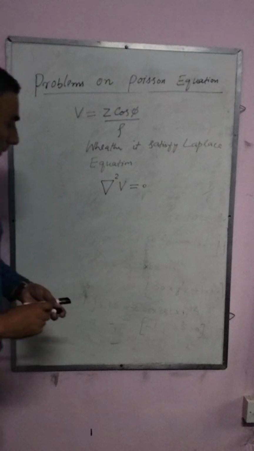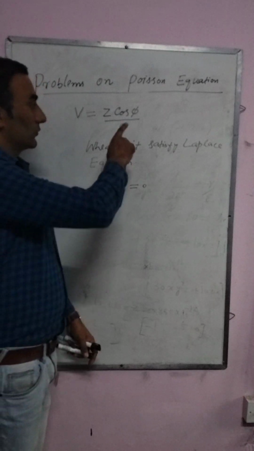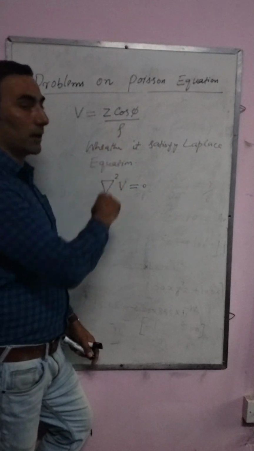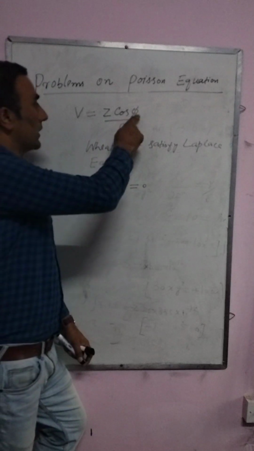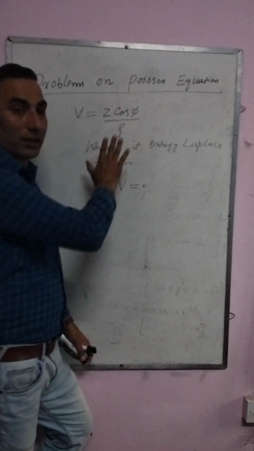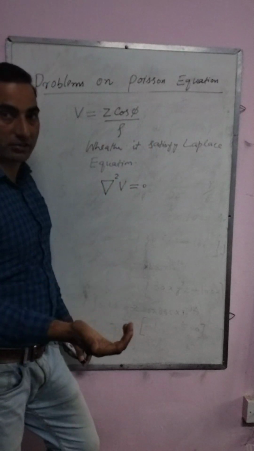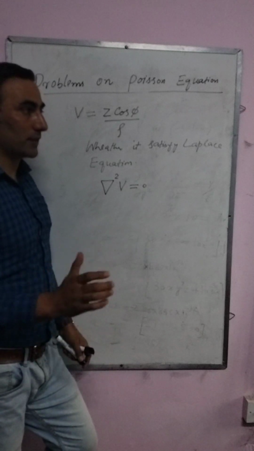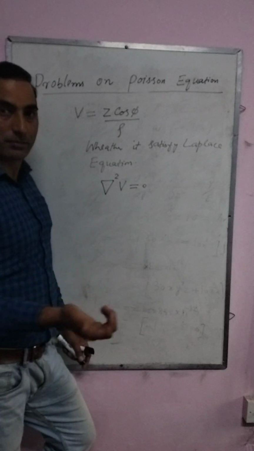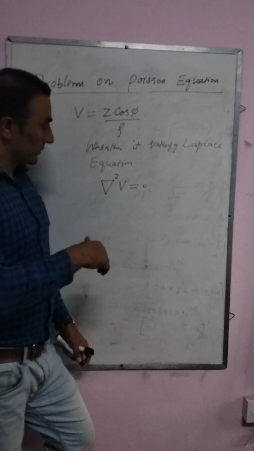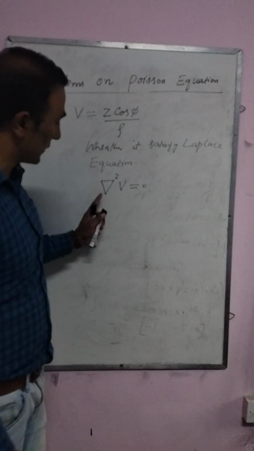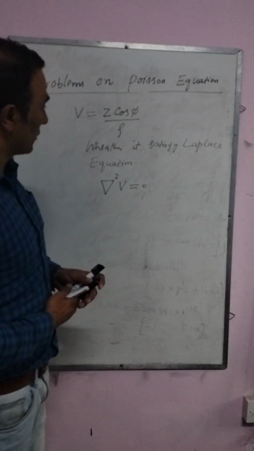So for that we need to write the Laplace square. In which coordinate system do we have to write it? We need to write it in terms of cylindrical coordinates, because we have rho here. So first you have to check in which coordinate system our potential is given, and after that you need to write the Laplace square in terms of that coordinate system. So we need to write the Laplace square in cylindrical coordinates.